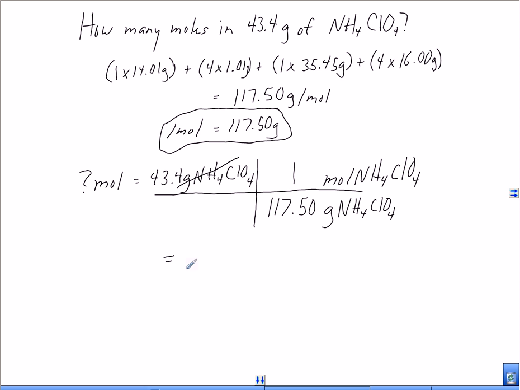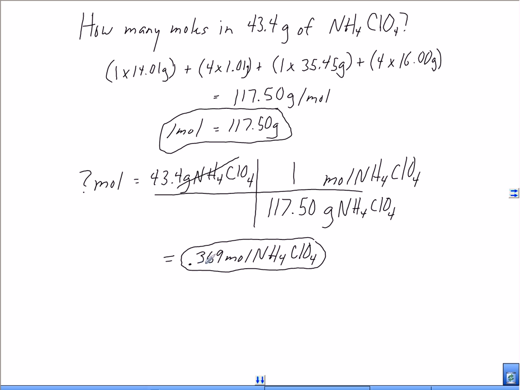And when I do that, I'm going to round my answer to 3 sig figs. I get 0.369 moles of ammonium perchlorate. And there's my answer. Now, why did I round to 3 sig figs? Well, ones don't count. They're infinitely significant. They're exact. My molar mass has 5. My given value is 3. So I go with the least amount, which would be 3 sig figs and 0.369.